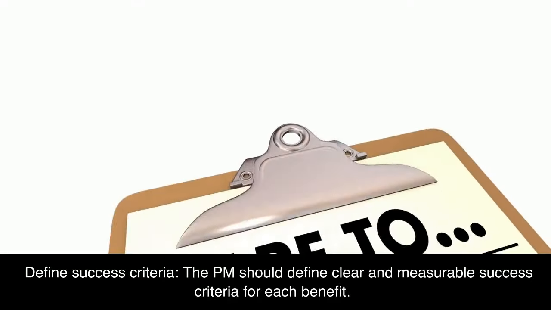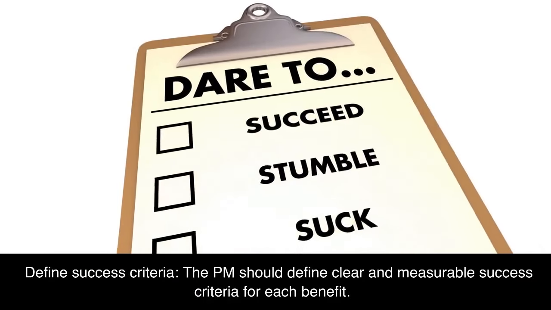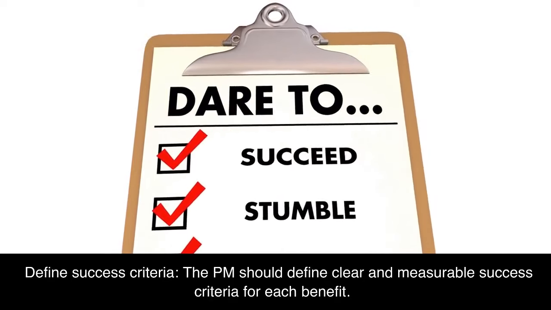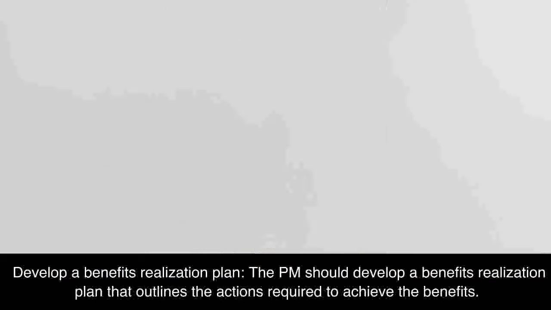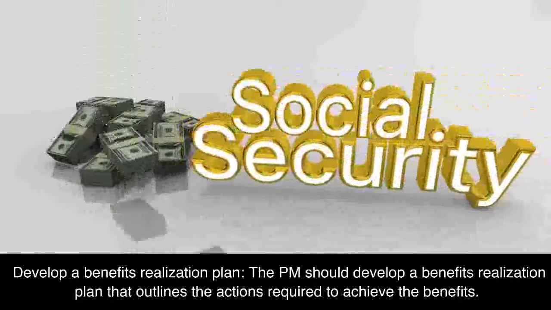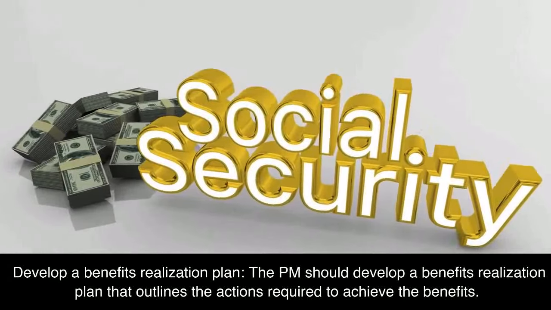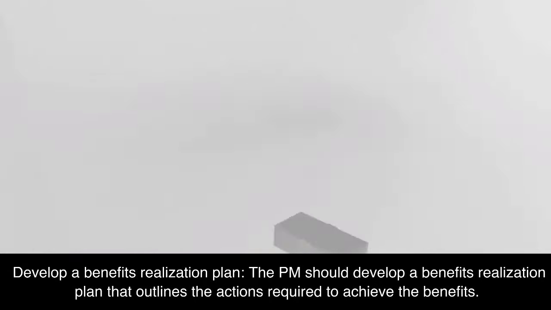2. Define success criteria. The PM should define clear and measurable success criteria for each benefit. Success criteria should be specific, measurable, attainable, relevant, and time-bound, SMART. 3. Develop a benefits realization plan. The PM should develop a benefits realization plan that outlines the actions required to achieve the benefits.